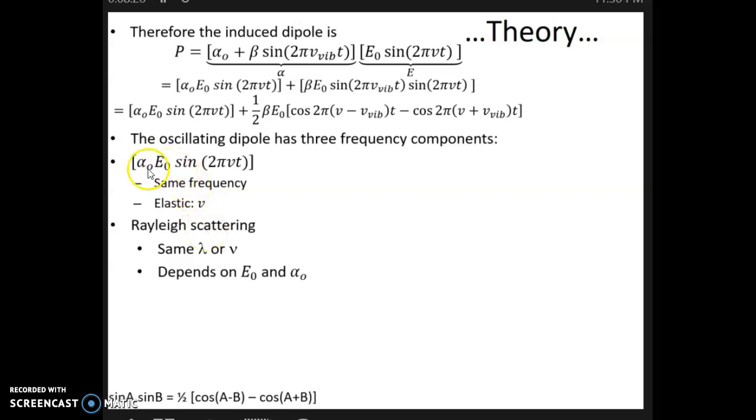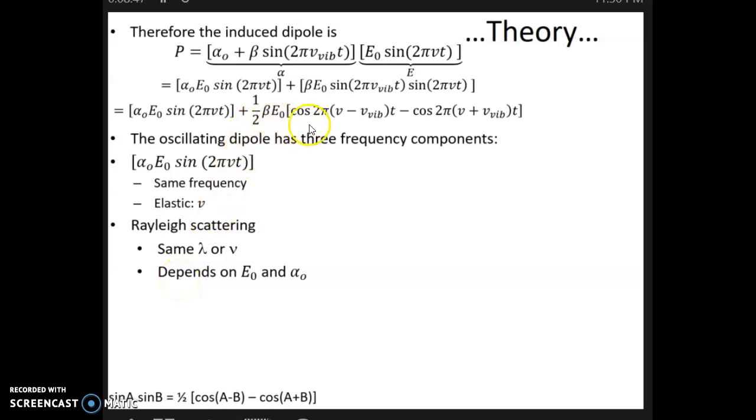And we see that it depends on the average polarizability and the electric field. It's called the Rayleigh scattering. So Rayleigh scattering is elastic scattering of light.